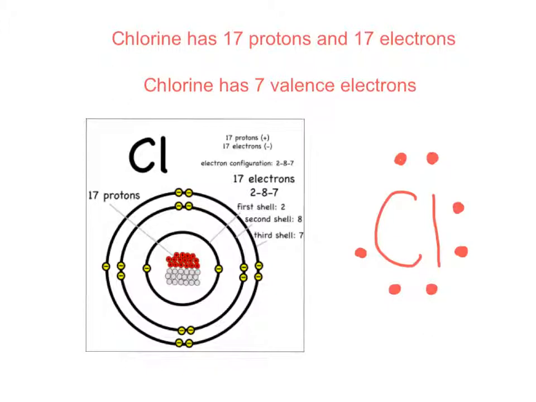Chlorine has 17 protons and 17 electrons. It is neutral on the periodic table, so protons equal electrons. It has 7 valence electrons. How did you get 7? Well, you can either look at your halogen family and notice that 7 is on top, or you can notice that 2 are in the first shell, 8 are in the second shell, and 7 are in the third shell. So 1, 2, 3, 4, 5, 6, 7. So 2 plus 8 plus 7 equals 17. So 7 valence electrons. Hence, 7 dots around the chemical symbol. Chlorine only needs 1 more valence electron to be full.